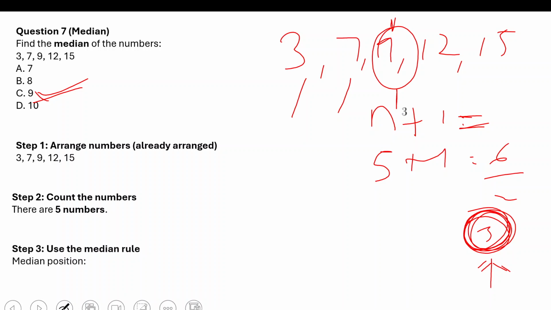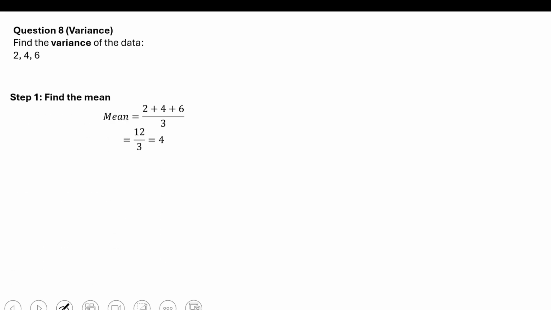Okay. All right. So the next question is find the variance of the data. All right. So I'll start by saying get the mean of this data distribution. The mean is 2 plus 4 plus 6 over 3. So 12 over 3 will give me 4. That's the mean. Now to find the deviations, we have to find the deviations.